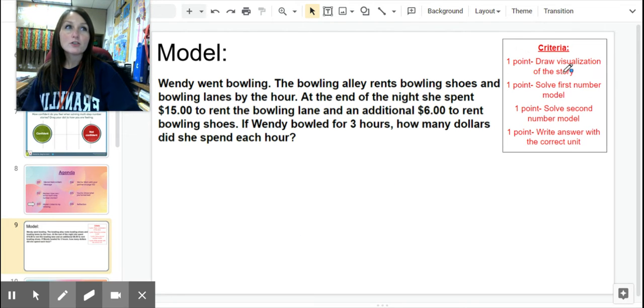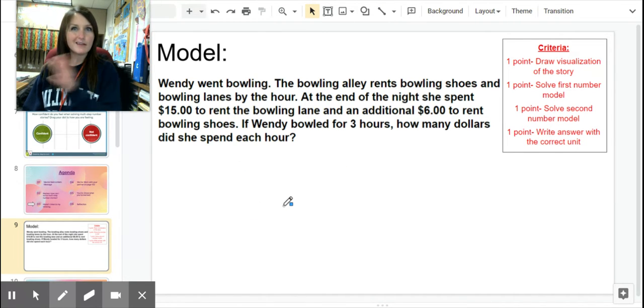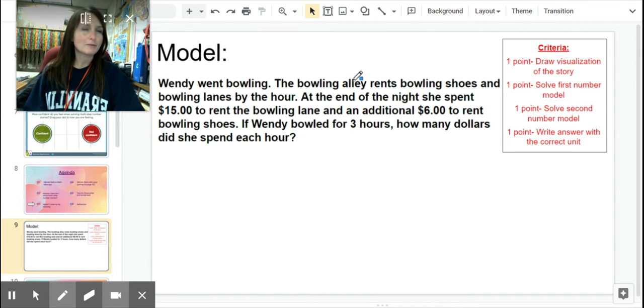So one thing I need to do is draw a visualization of the story. These are the same steps we did last time we solved number stories. So I need to draw what's happening here. It says Wendy went bowling. The bowling alley rents bowling shoes and bowling lanes by the hour. I don't really have any numbers to write, but I know there's this person, Wendy, and she's bowling, and maybe she's going to get shoes and a lane. I don't really have anything to draw yet, so let me keep going.